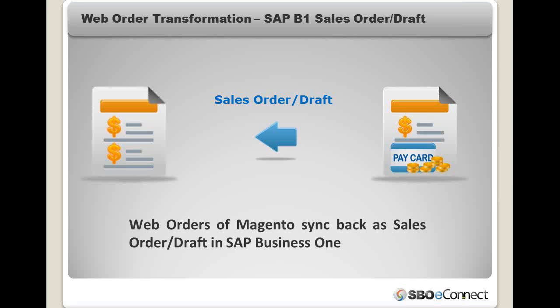So till that time the web order will be treated as draft within SAP Business One, and when the payment is confirmed or the customer has contacted the business owner, after that the business owner can transfer or transform that draft to the SAP Business One sales order. So this is the advanced feature provided with the 2.2 version.